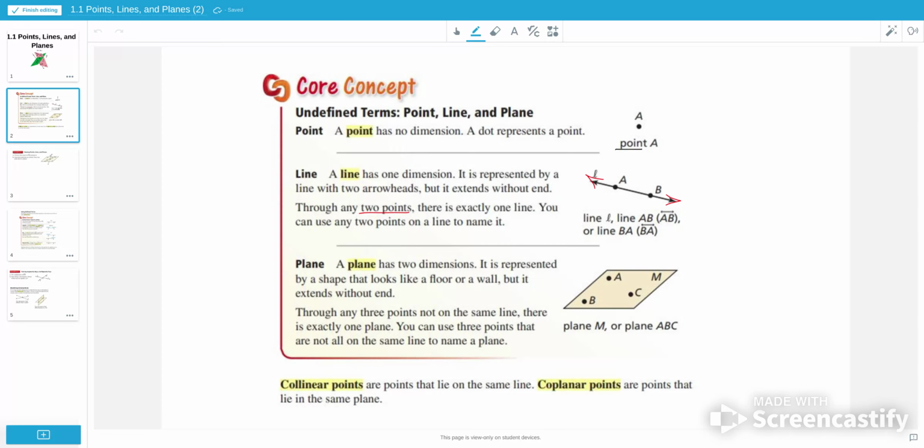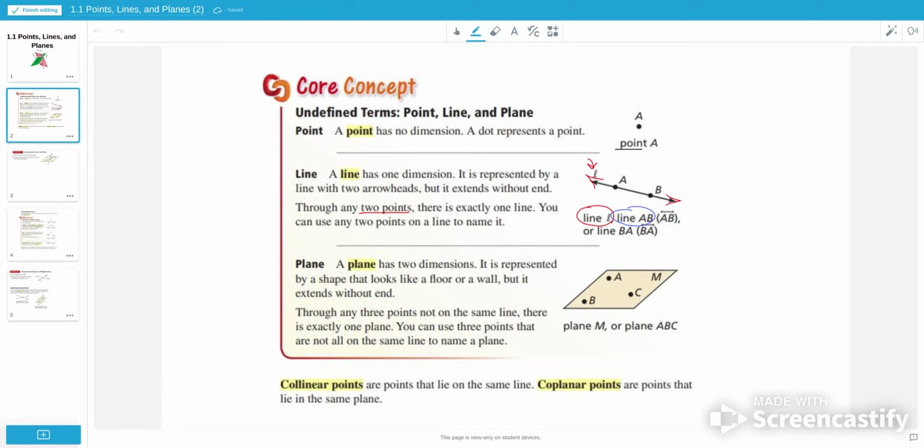And so we can name a line. There's lots of ways that we can name it. First, if there is a lowercase letter off to the side that doesn't have a dot, we can name it by that. So I can just say line L. I can also use the 2 points that are on that line, and I can say line AB, and I can specifically write it out.